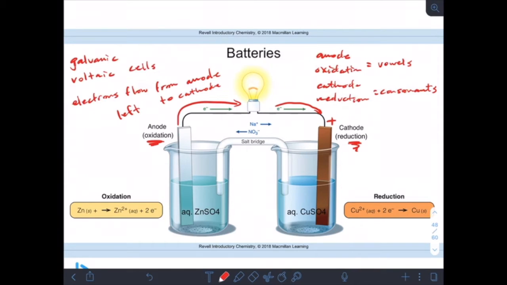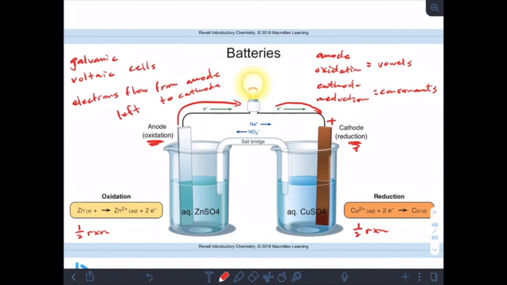Now what's actually happening inside of our beakers is that on the left, we have one half reaction, and on the right, we have the other half reaction. In case you were wondering why we've been talking about splitting reactions in half this whole time, this is why. Because we are physically separating the two reactions in order to make something that generates electricity.